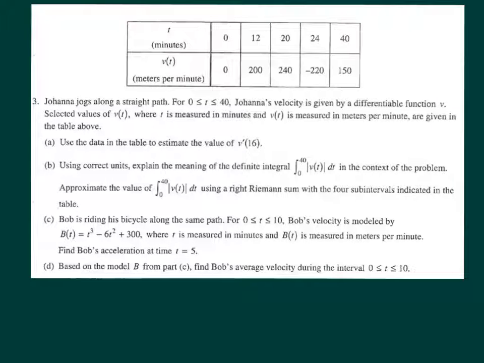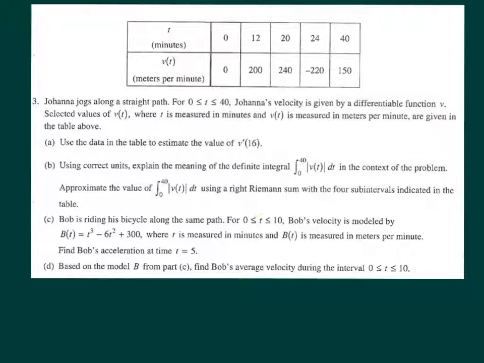Part C: Bob comes along and he's riding his bicycle on the same path for 10 minutes. Bob's velocity is modeled by this function here, where t is measured in minutes and B of t is measured in meters per minute. Find Bob's acceleration at t equals 5. Again, remember, this is velocity, not position. So think about the relationship between velocity and acceleration, and you can then find Bob's acceleration at t equals 5.